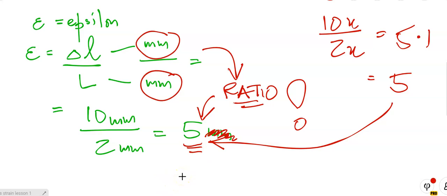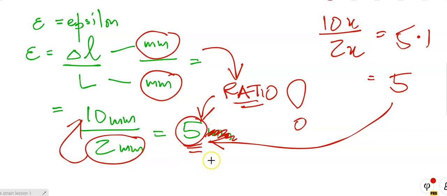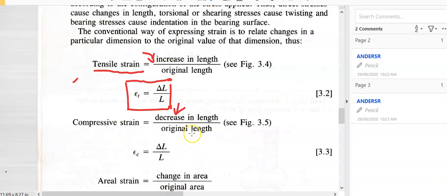And many students think that when we come to strain, 10 millimeters over 2 millimeters is 5 millimeters. No, it is 5. It just means that this goes into that one so many times. So there is no units. There are no units for strain. Right, I'm not going to say that ever again. So reprint it on your brain forever from this point on. So strain is changing length over original length, and it's got no units of measurement.